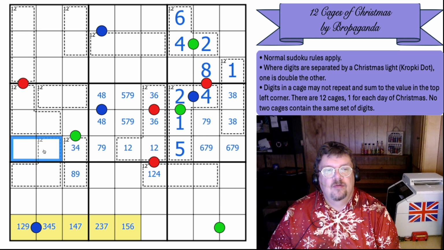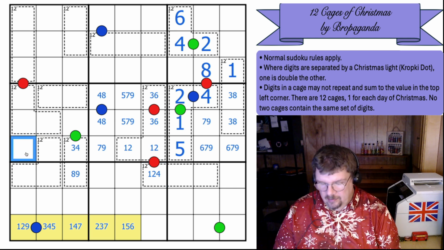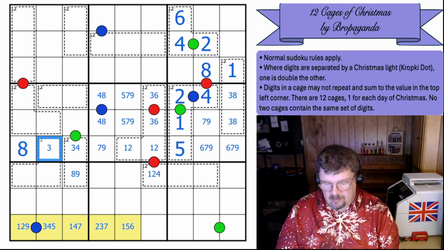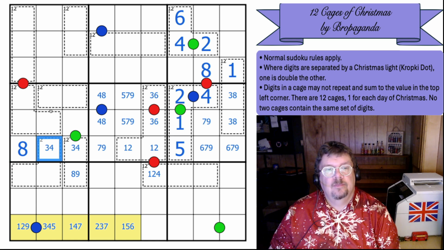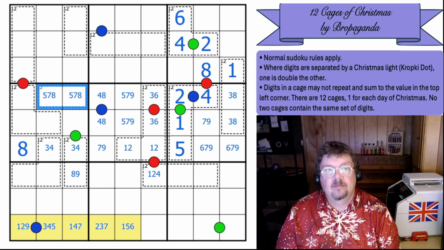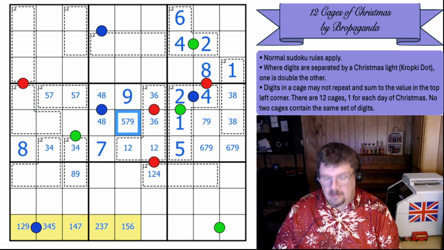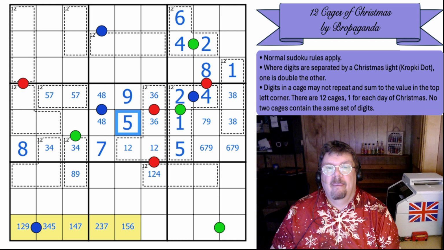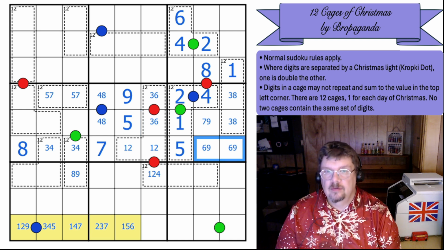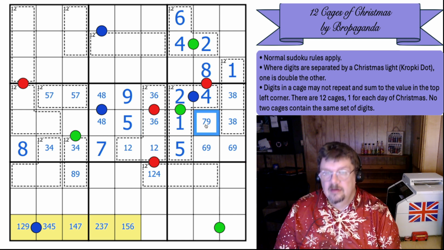Okay, this is 3, 4, and 8, but I don't have an 8 available to go into a 3-cell cage anymore. So that's the 8. That's 3 and 4. This now cannot have a 3 in it or a 4 in it, so that must be 5, 7, which makes that 9, that 7, and that 5. Those aren't 7s, so that's a 7.